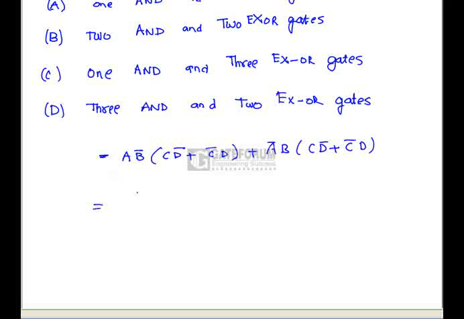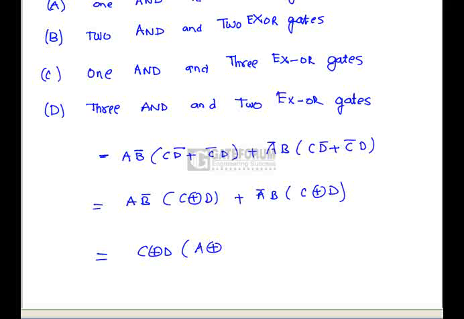So AB bar (C exclusive-OR D) plus A bar B (C exclusive-OR D). If we take C exclusive-OR D as common, then we will get A exclusive-OR B in the bracket. So we can draw this Boolean function with one AND gate and two XOR gates. Hence option A is correct.